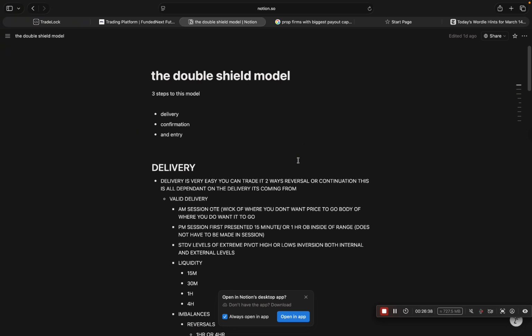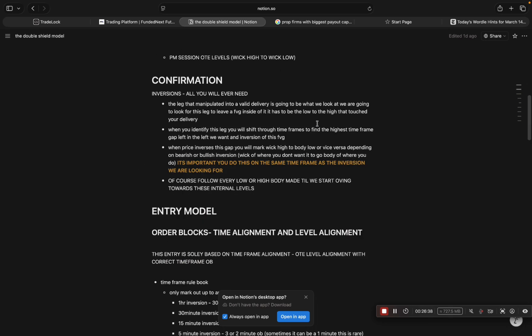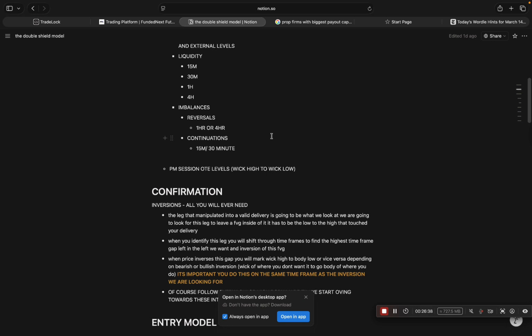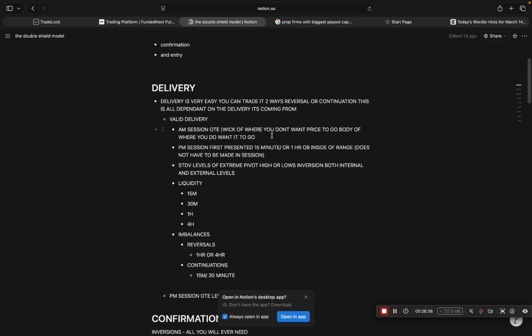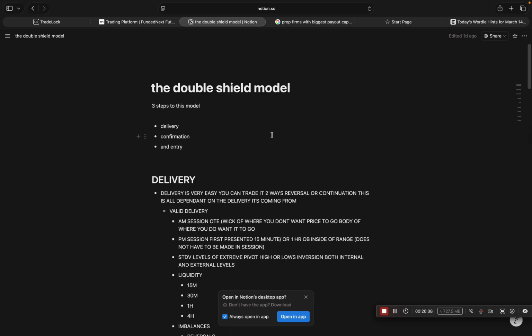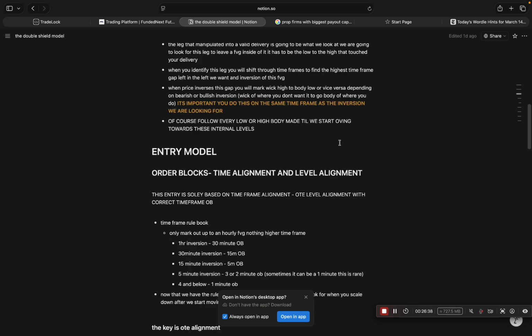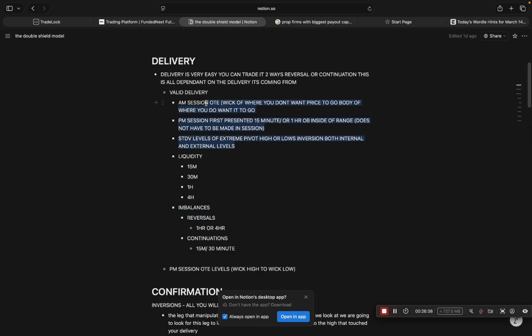But this week, I have been adding in a high time frame confirmation, and you guys will know what that is. It's literally an inversion of the highest time frame of the manipulational leg, but I'll get into it later. But I want you guys to refer back to this a lot of the times. We have valid deliveries. We're going to go over these.